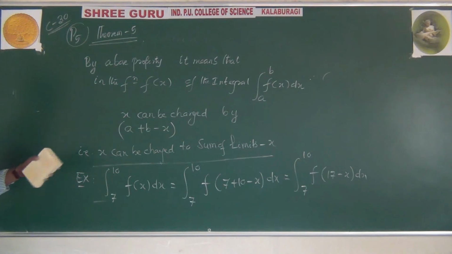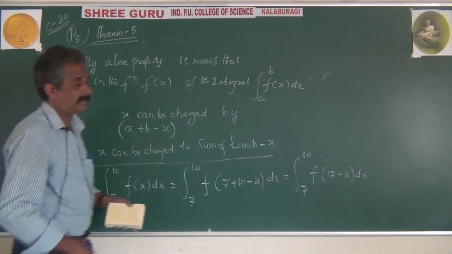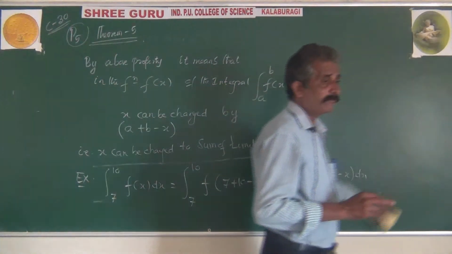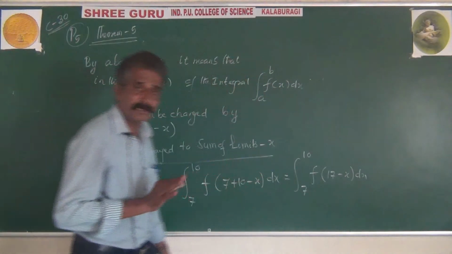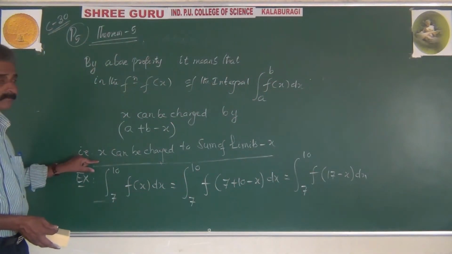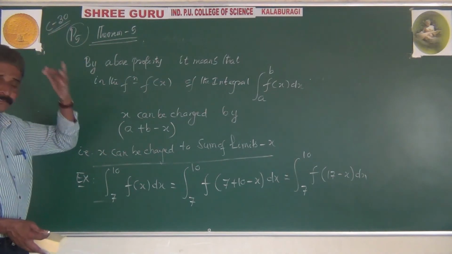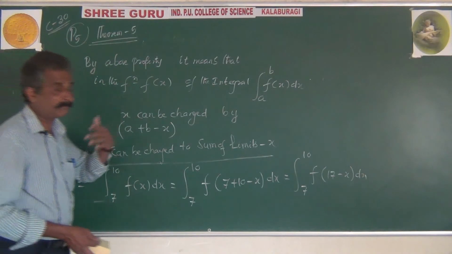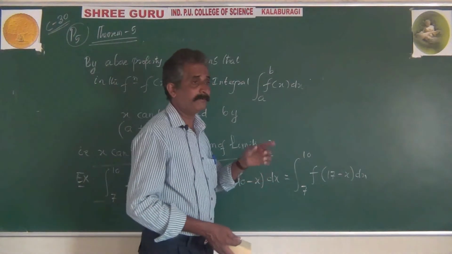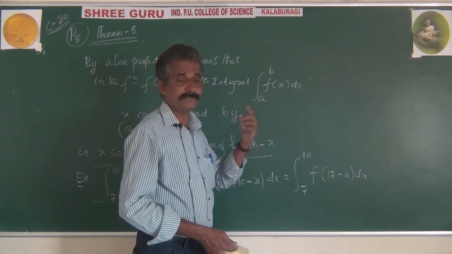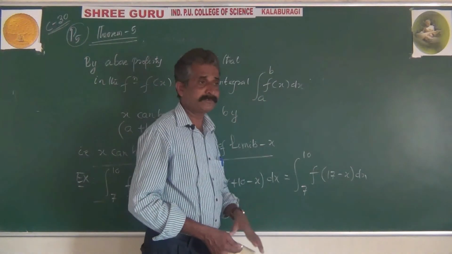The working method for problems based on property number 5 is exactly similar to the working method of property number 4. Means same kind of steps you have to ensure here. First step, take I. Next step, change x to a plus b minus x in the function. Then simplify the function. If integrals become different, add them. Otherwise, use some other suitable steps.